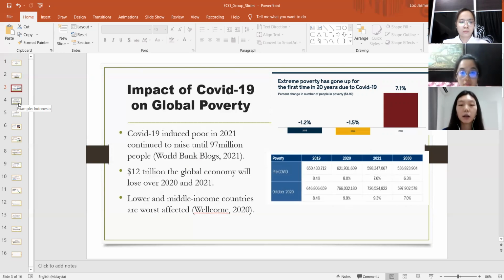Even though in 2021 many reports suggested that the poverty number would drop significantly due to the recovery stage of COVID-19, the poverty in 2021 only decreased by 40 million people during the recovery.